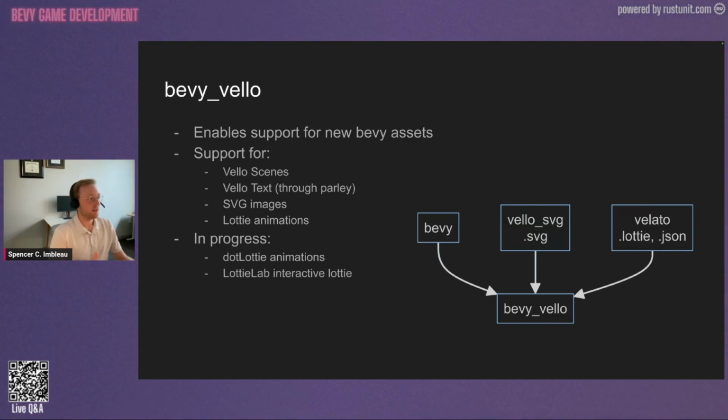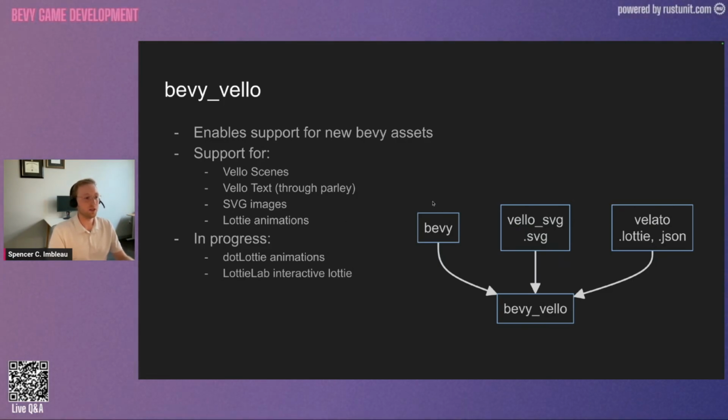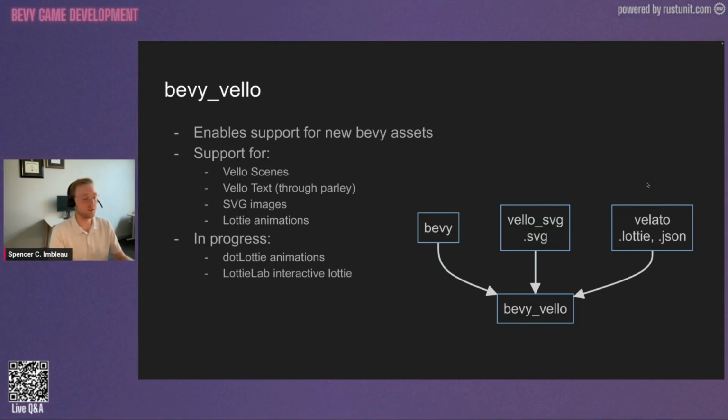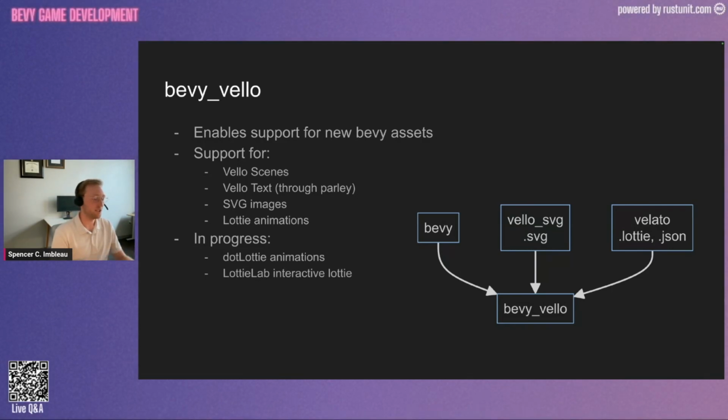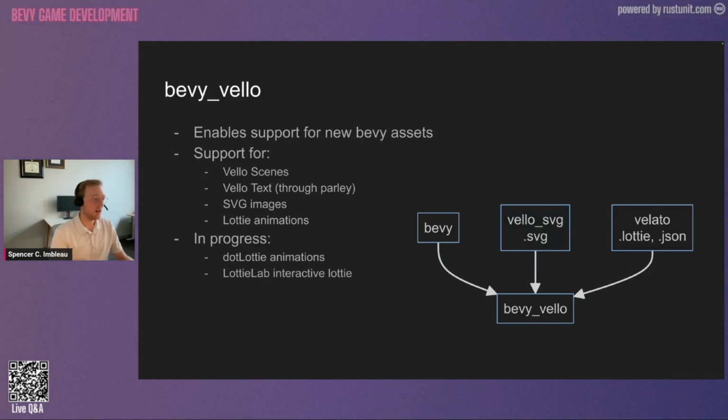We also have SVG support through a subcrate called Velo SVG, which directly translates SVGs into Velo scenes. And then we have Lottie animations as well, which is exposed through the Velato runtime. So with Velato, you get both a runtime and the actual translation to Velo scenes. And then in progress, we have .Lottie animations, and Lottie Lab is working on an interactive Lottie format.